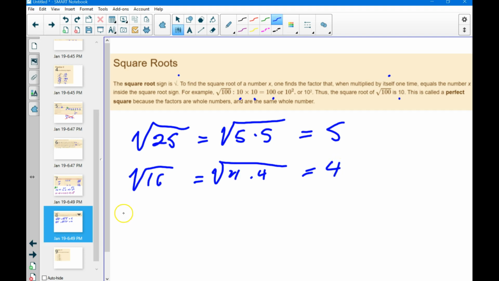If I had the square root of 9, two numbers that multiply to give me 9 would be 3 and 3. So the square root of 9 would be 3. So we're looking for a number that will multiply by itself to equal the value of what's under the square root sign. Hopefully that makes sense.